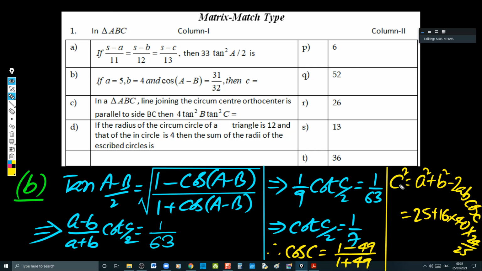Can anyone tell me the final answer for this, please? See now, 2 into A into B is 20. Cos C is 1 minus tan square C by 2, this is correct. Simplify that to get the final answer, but the fraction is not seen there. Something fishy there. 41, 97 by 5 C square.